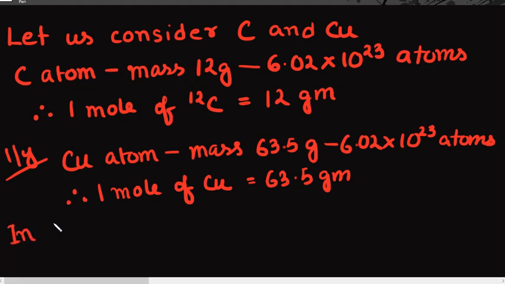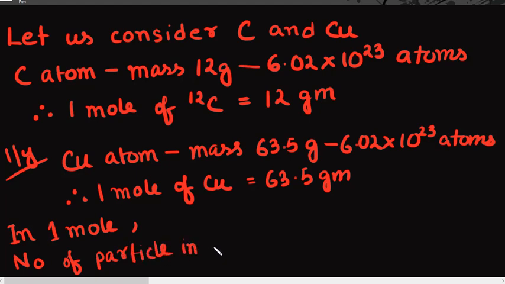So, in 1 mole, the number of particles in copper is equal to the number of particles in 12 gram of carbon-12.